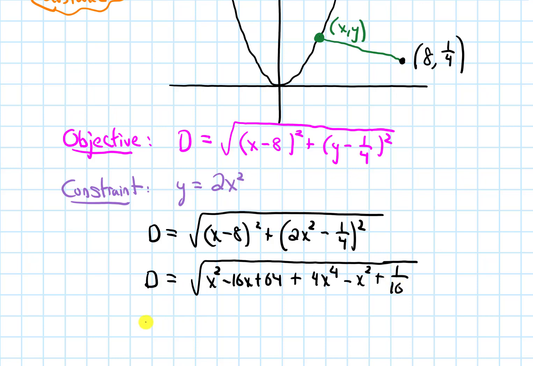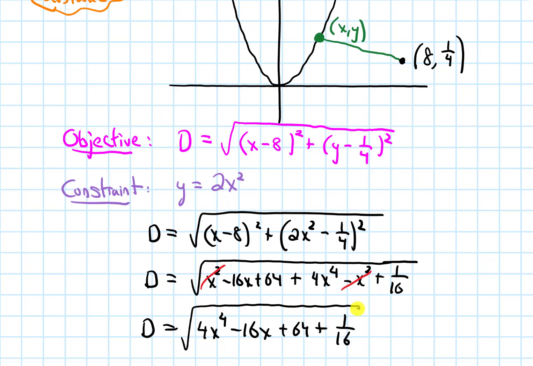All right, and I can combine some like terms. I also notice the x squareds cancel. So what I'm left with is 4x to the 4 minus 16x, and then we have plus 64 plus 1/16, and then this whole thing being square rooted. When I take the derivative of this, that plus 64 and that plus 1/16 won't really matter. So I'm just going to leave it as it is. I'm not going to bother with getting a common denominator to add them together.